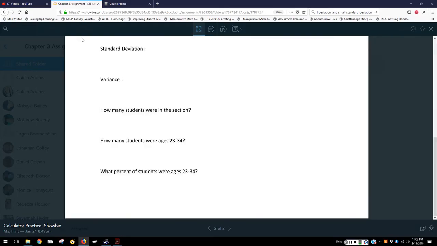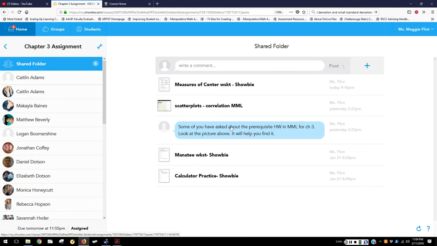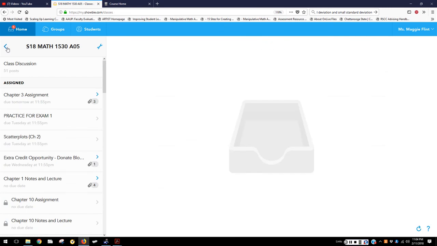Now, your assignment is to complete the Measures of Center worksheet in Ch3 and to complete the Manatee worksheet in Ch3. And we've pretty much completed the calculator practice worksheet, so if you haven't completed that, do that. But I will be grading the Manatee worksheet and the Measures of Center worksheet as part of your homework grade. I'm also going to go back and show you where there is another assignment you need to complete.